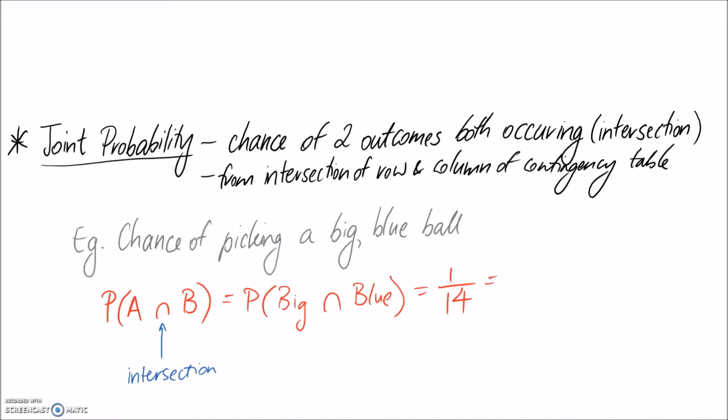And again, if you type that into a calculator, you can get a decimal representation, and it's about 0.071. Again, it's a number between 0 and 1, which is good. It's closer to 0 this time, so that means there's quite a small chance that we're going to pick out one that's both big and blue. If you convert it into a decimal, that's about 7%.